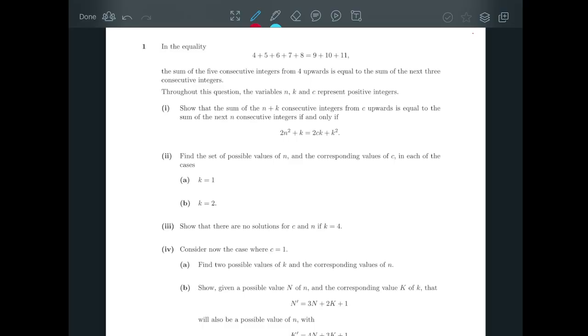There are a couple of patterns with the STEP papers. 8 pure questions, 2 mechanics, 2 stats. Question 1 tends to be quite a bit easier than the rest of the paper. They do like to make question 1 more accessible. So if in doubt, question 1 should normally be one to go for.